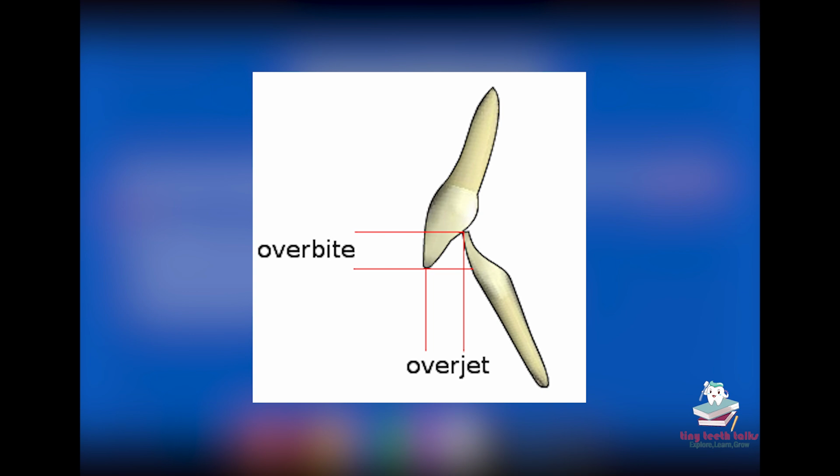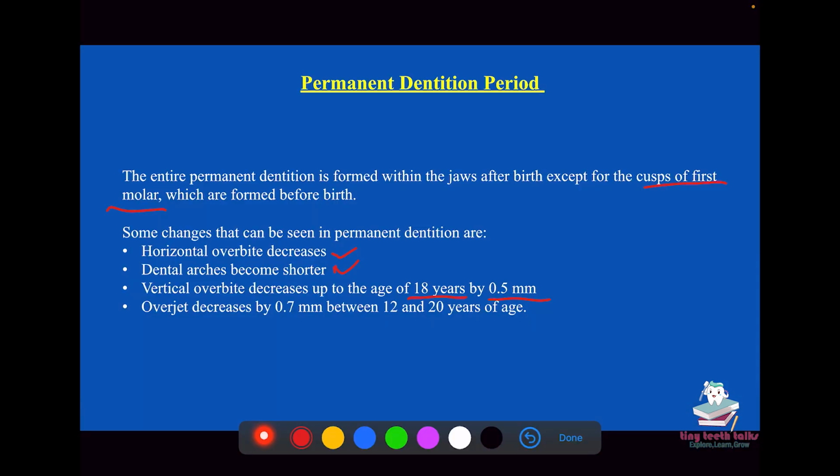Vertical overbite decreases up to the age of 18 years by 0.5 mm. Vertical overbite is the overbite, the vertical overlap of the upper front teeth over the lower front teeth when the jaws are closed, and the normal value is 2 to 3 mm. And overjet decreases by 0.7 mm between 12 to 20 years of age.